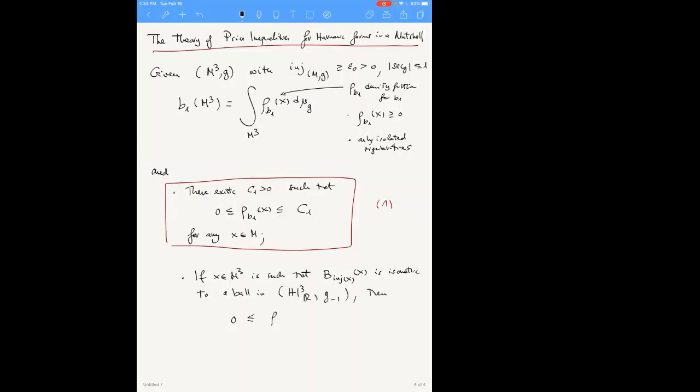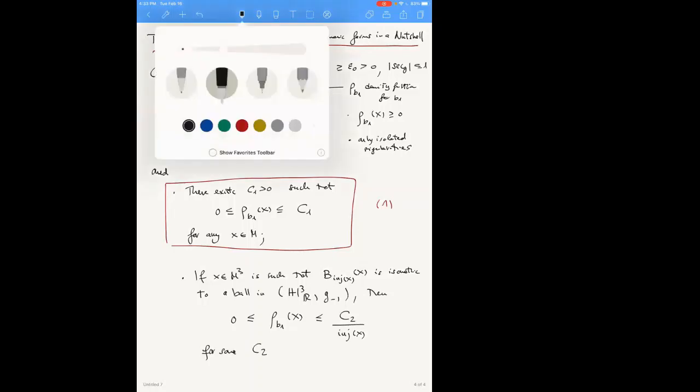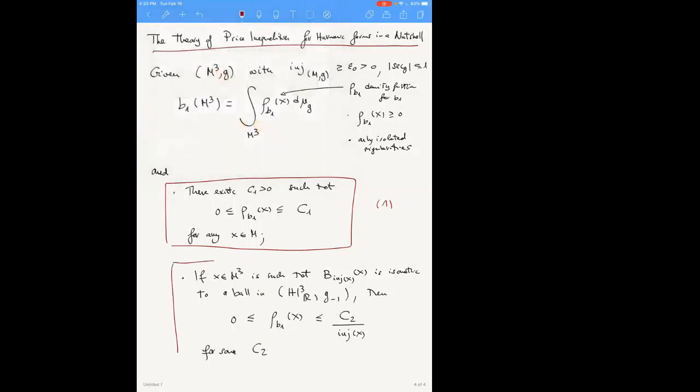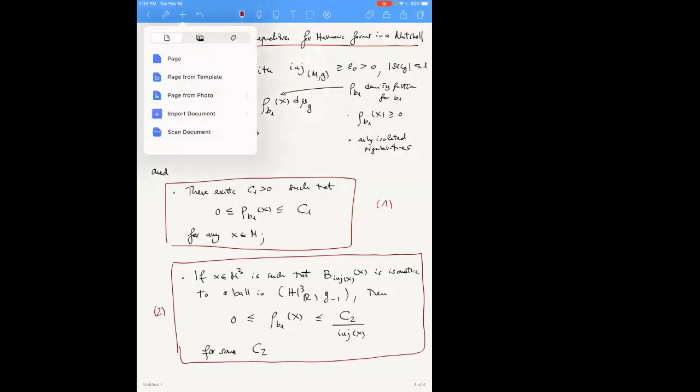So here is the main content of the Price inequality in the hyperbolic case. And now here again, for some positive C2, and this C2, once again, the important thing is that it depends only on epsilon naught and on the bound of the sectional curvature. So let's call this fact 2. What I want to show you is that by using just these two facts plus geometrization, one can prove the Singer conjecture in dimension 3, therefore recovering the well-known result of Lott and Lück. Are there any questions?